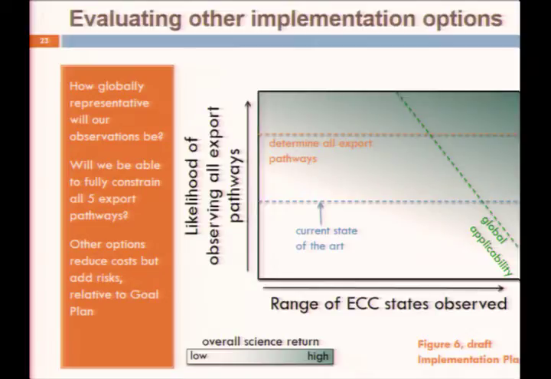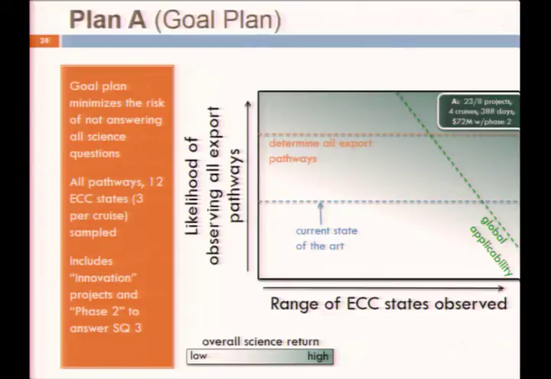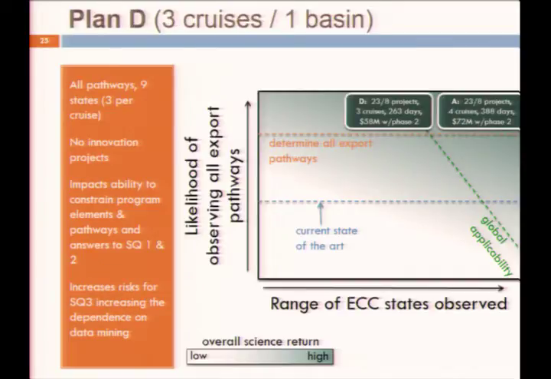So the highest science return, the least risky science, where we're most likely to be answering our questions, is going to be in the upper right-hand corner of the plot where the color is darker. And that's where our goal plan plots out. So it's minimizing the risk that we wouldn't answer all of our science questions by making sure we're observing all the export pathways and fully constraining them, and then by making measurements that span 12 ecosystem and carbon cycling states. And it includes those innovation projects and phase 2 to answer science question 3.